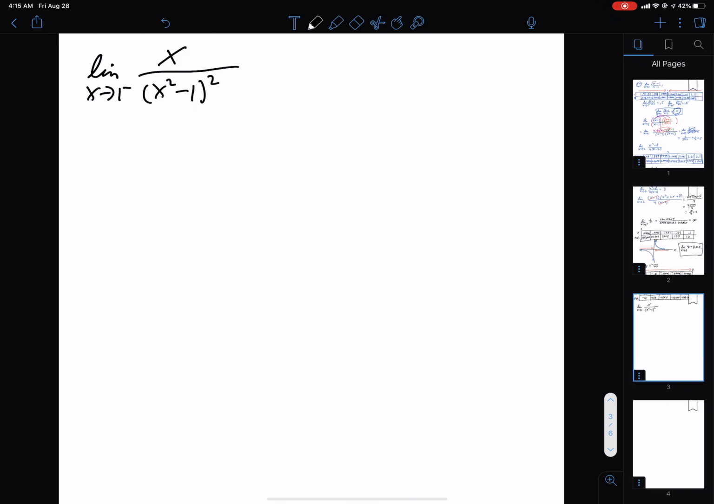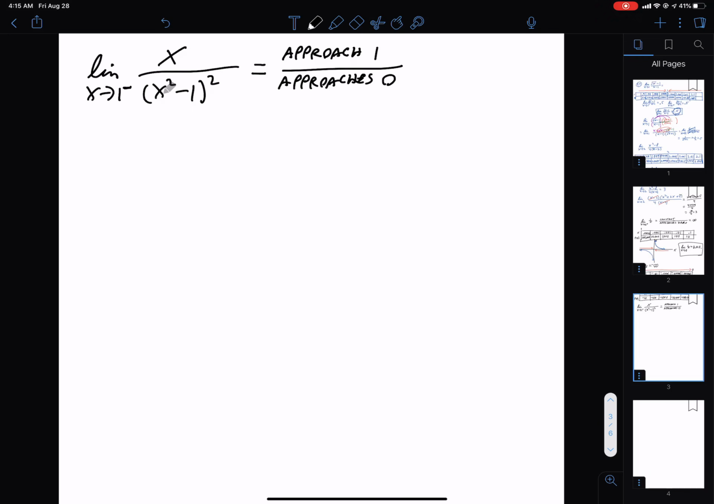So let's go ahead and do this. Actually, let's go from the left and see what's going to happen. The top is going to approach 1. The bottom, if you plug in a number very close to 1, 1 squared minus 1 is approaching 0. But here's what's important: is it a positive number as it approaches 0, or is it negative?